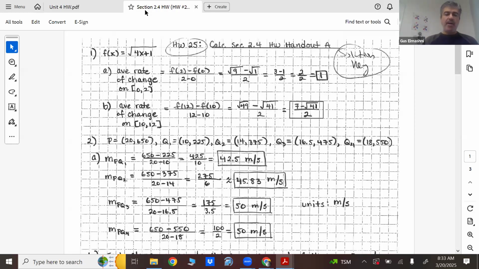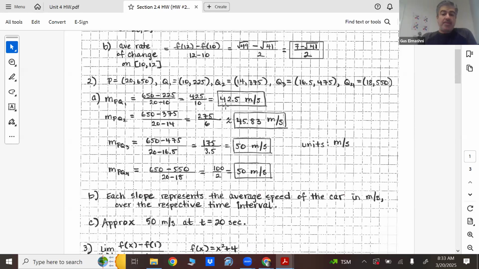So you get 42.5, 45.83. We're working our way closer and closer to 50. So it looks like it's going to converge at 50, right? That makes sense. Now, what does it represent? Remember, slope is change in y over change in x. What's my y value? Distance. What's my x value? Time. So you're looking at change of distance over time, hence speed. And it's average speed because it's an average rate of change. So that makes sense in the context, the linear motion that's happening here. We're good. And approximately 50 meters per second at point P.